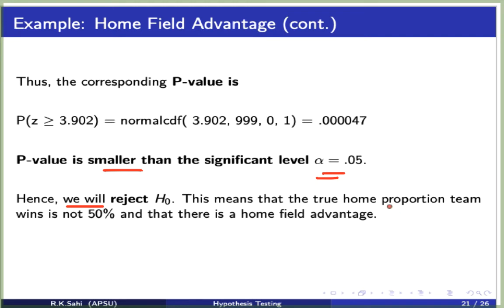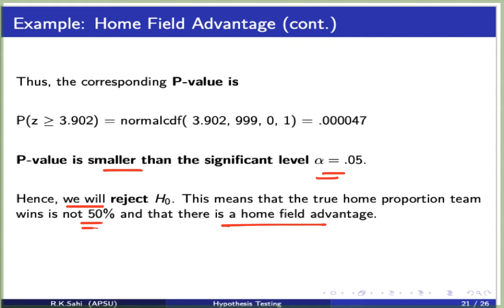Which simply says that the true proportion of home team wins is not 50%, and that yes, there is a home field advantage. Because when we reject the null hypothesis, we are saying that the alternative hypothesis, which is basically the winning at home, is true.